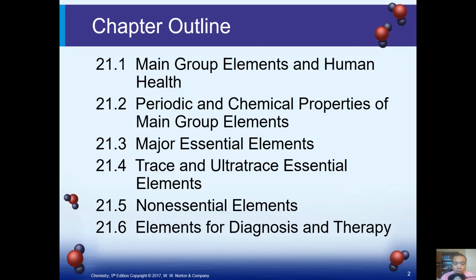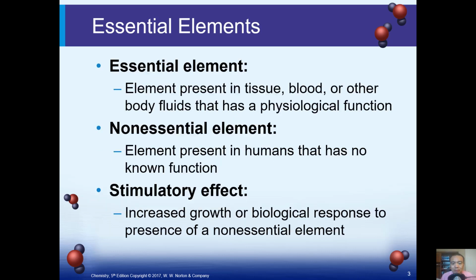In this chapter, first we'll go over some main group elements and their relationship with human health. Then we'll follow this up with the periodic and the chemical properties of main group elements. Next, we'll go over the major essential elements and the trace and ultratrace essential elements. We'll also talk about non-essential elements and the elements for diagnosis and therapy.